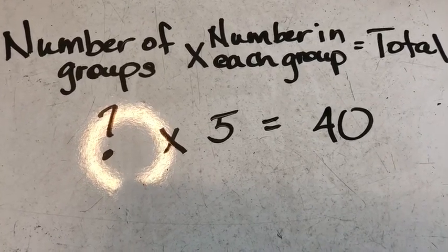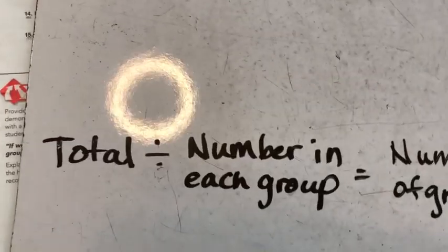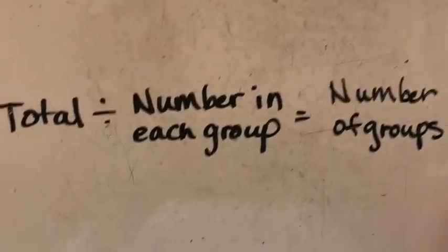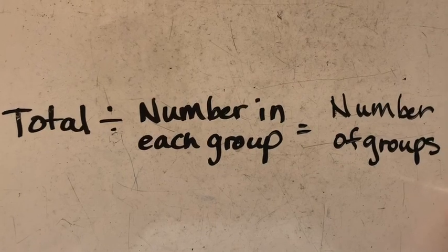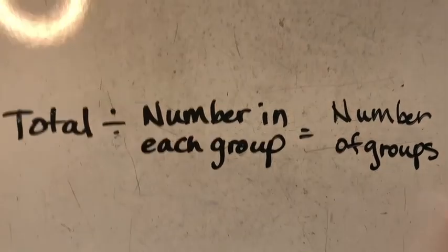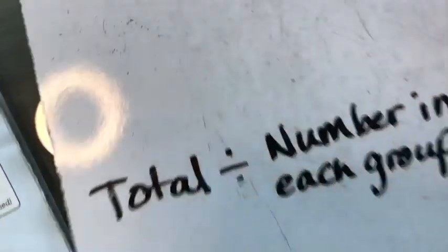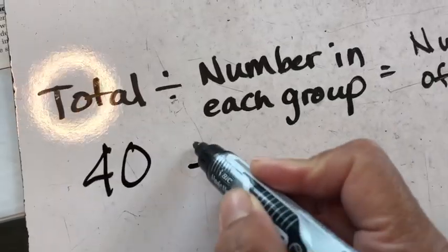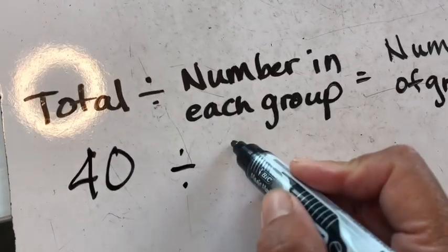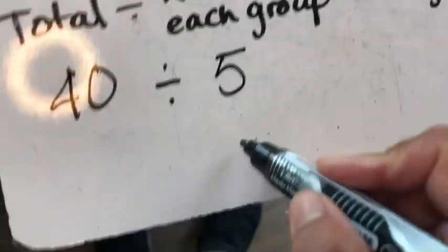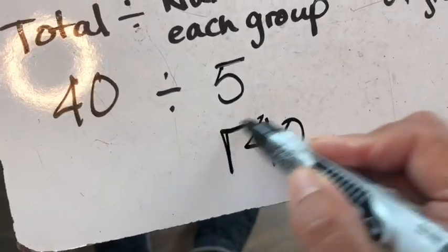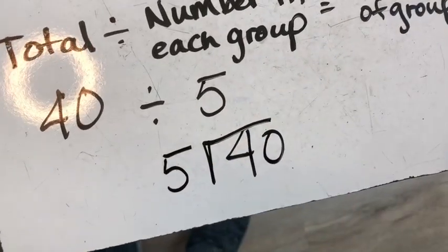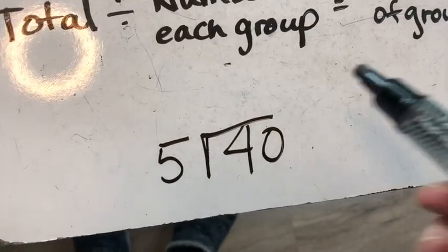But here we can also look at it again like a division problem. So we have, oops, sorry, my light is shining on there. The total divided by the number in each group equals the number of groups. Okay, so we have the total, which is 40, divided by the number in each group, which is 5. Okay, or 40 divided by 5. I'm going to erase that. We know that the answer is 8.